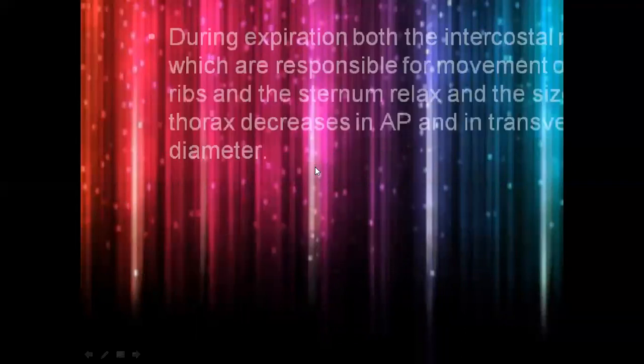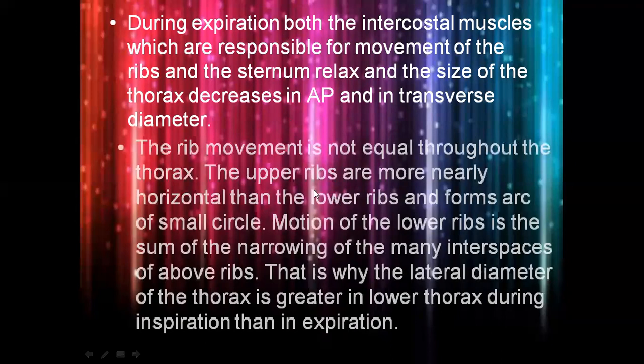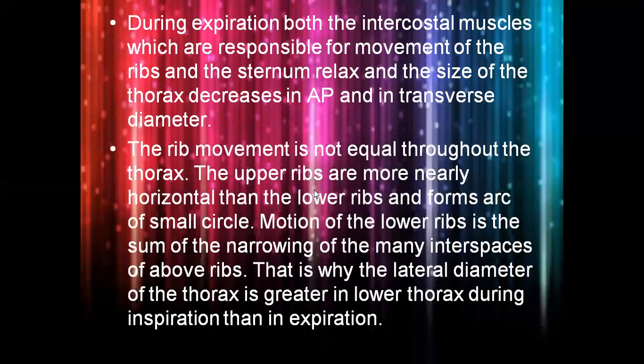During expiration, the intercostal muscles, which are responsible for the movement of the ribs, and the sternum relax, and the size of the thorax decreases in AP and in transverse diameter. And if we see, the rib movement is not equal throughout the thorax. The upper ribs are more nearly horizontal than the lower ribs.